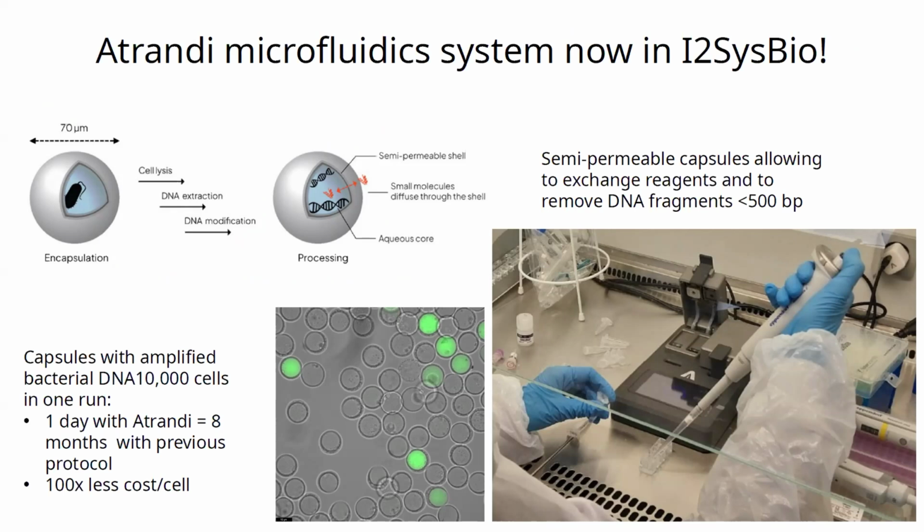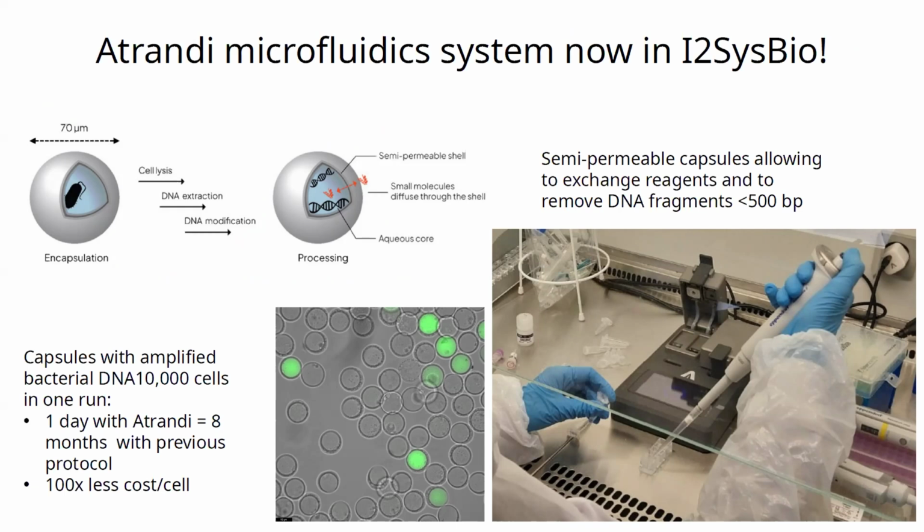Now we can process 10,000 cells in a single run, and I have calculated that with the previous approach this amount of cells we would be able to process in 8 months, because one cell in one well of the plate means only 100 cells per day, with all the associated checks. In the end it would be quite a lot of months of work, and the cost of the cells is also incomparable. Right now with Atrandi it is much cheaper. As you heard from Žana, the biggest advantage of this system is that it has a semi-permeable capsule.